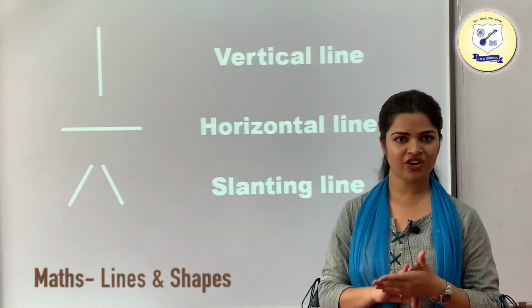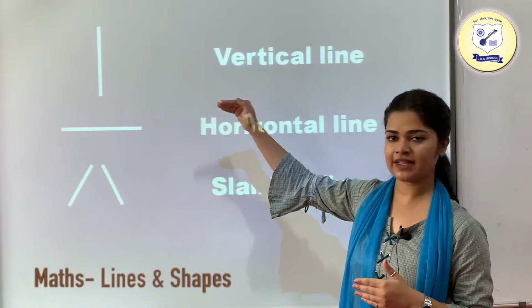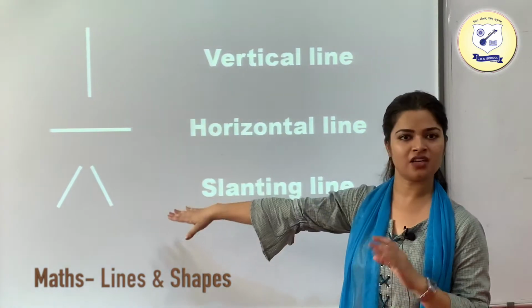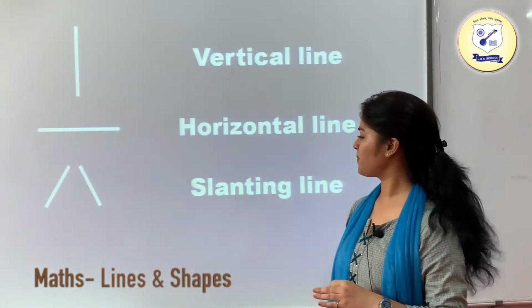So we are having three types of line. First one is your vertical line, second one is your horizontal line, and the third one is your slanting line.